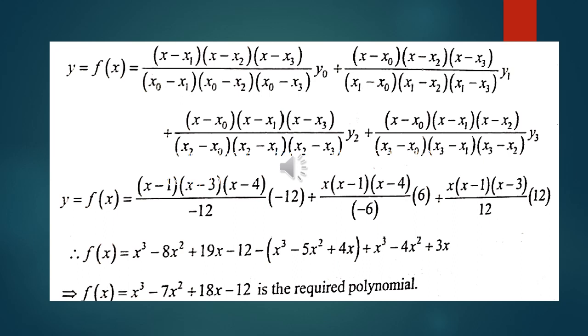One point we observed: if you are given 4 values, that is x0, x1, x2, x3 and the corresponding 4 y values, the polynomial is of third degree. That is, if you are given n data points, we can construct a polynomial of degree n minus 1.